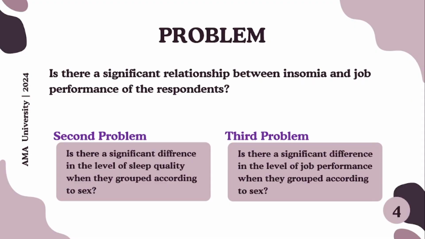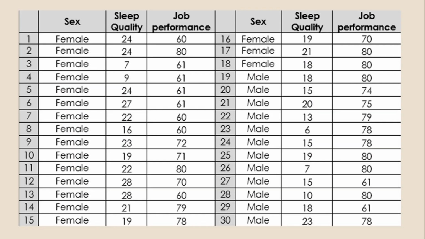So for our first question, is there a significant relationship between insomnia and job performance of the respondents? Okay. So if we're going to look at the table again, let's look at the first female respondent. She has a sleep quality of 24, right? And her job performance is 60. Sleep quality is severe and her job performance is 60. It means she only meets the expectations.